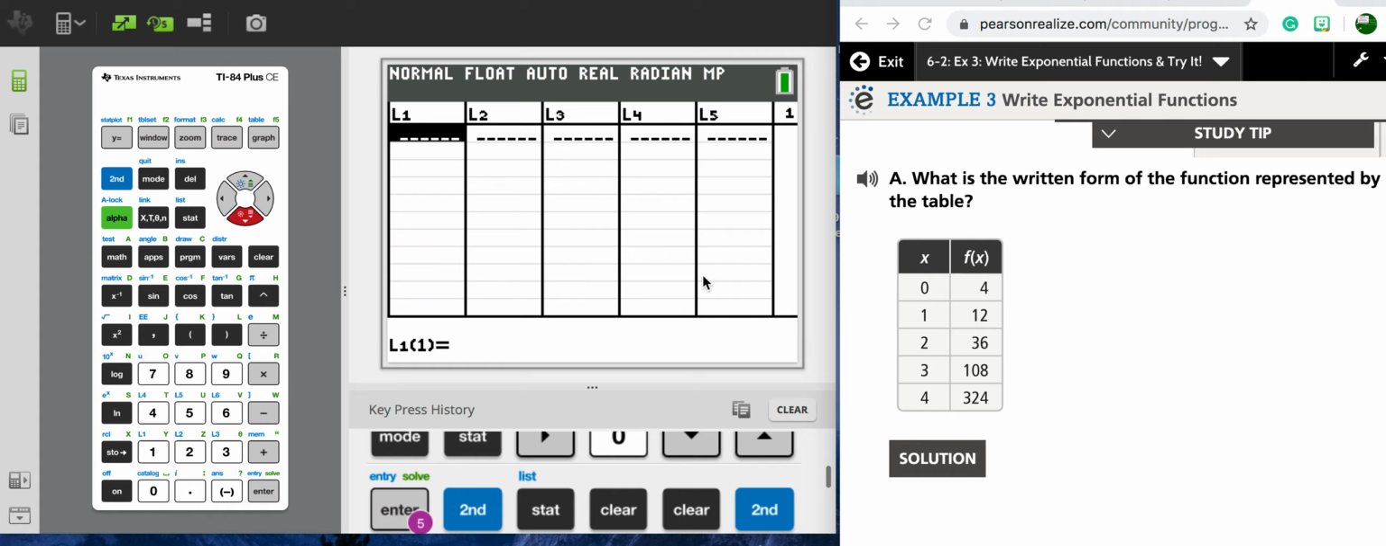Okay, today you'll be learning how to use a calculator to find the equation for an exponential function. This is an example from a given table, given values. What is the written form of the function represented by the table?